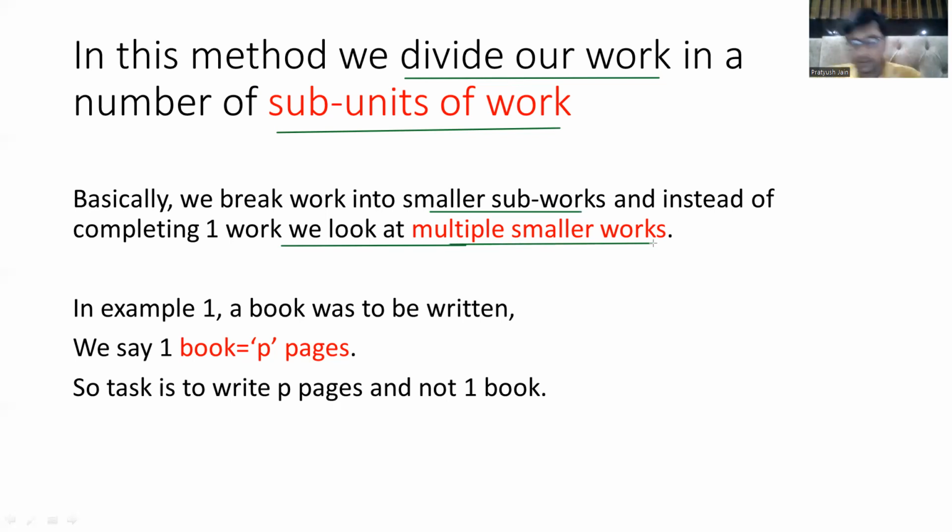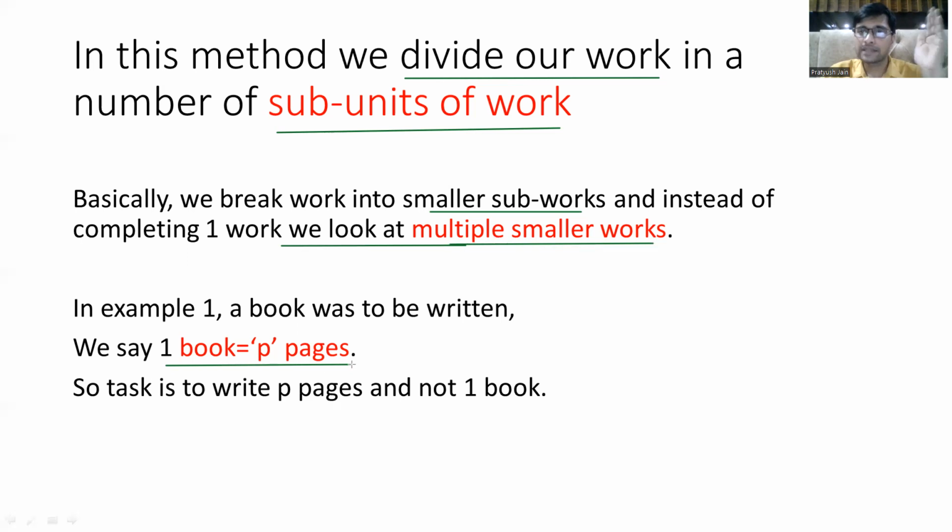Understand this with an example. In our example one, we said that a book had to be written. A could write it in 8 days and B could write a book in 10 days, right? So we said that one book was to be written. Now, instead of one book, we say that one book has P pages. One book is equal to P pages. For the time being, forget what the value of P is. Let's just focus on that. Yes, some P pages are to be written, right?